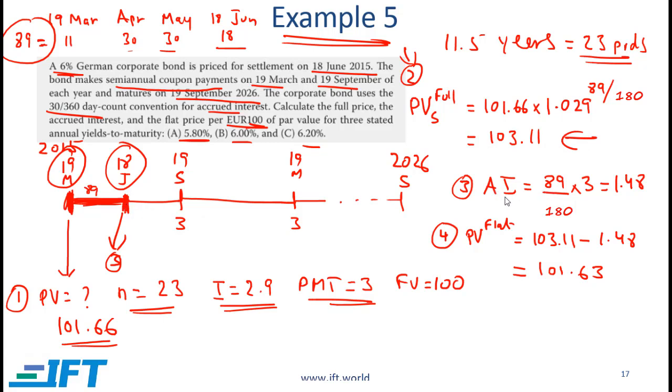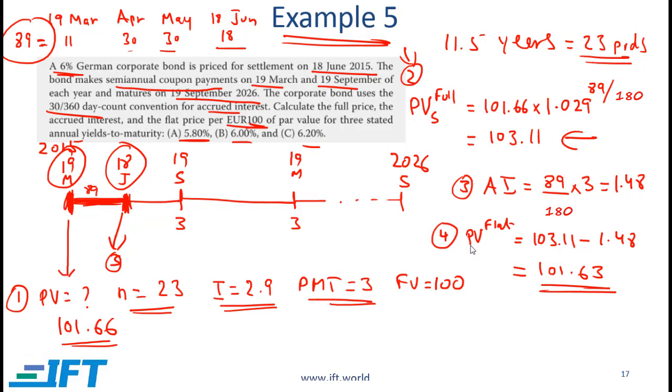The accrued interest is 89 over 180 multiplied by 3, which is 1.48. So the flat price or the quoted price then is 103.11, the full price minus the accrued interest, which gives us 101.63. This is the flat price on 18th June. You need to know this process.